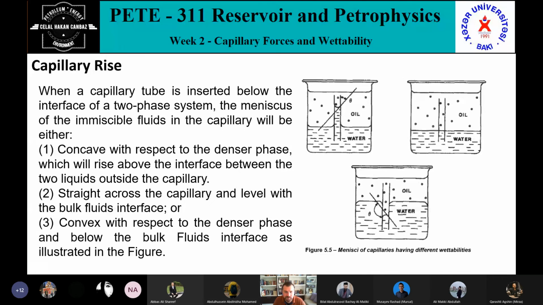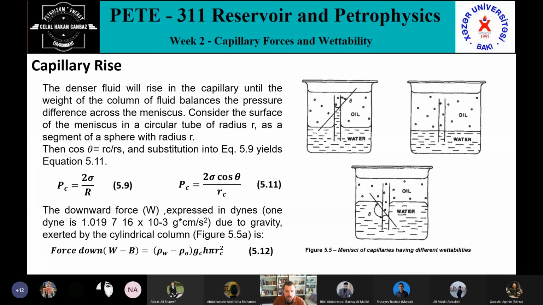Let's continue. The denser fluid will rise in the capillary tube. The weight of the column of the fluid balances the pressure difference across the meniscus. Consider the surface of the meniscus in a circular tube of radius r as a segment of a sphere with radius R. Then cos theta equals r divided by R.